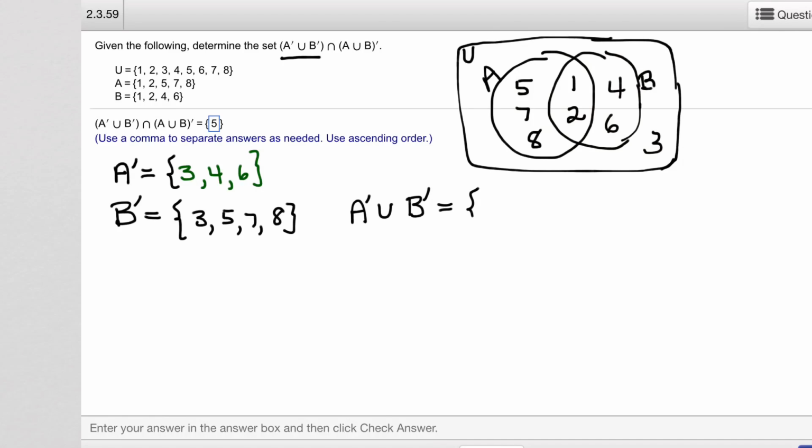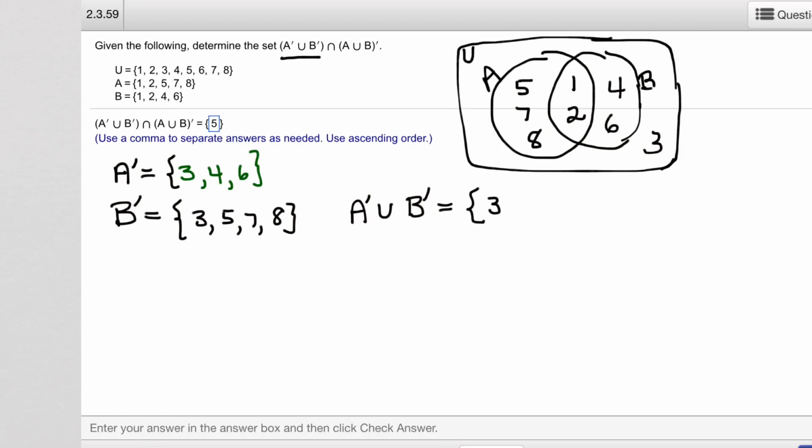So what I'm finding now is the set of all elements that fall into either of those two categories. So everything from A prime, so we need all of 3, 4, and 6. And I need everything from B prime, which is 3, 5, 7, and 8. I like to call this the spaghetti pot, and then you're throwing everything into the sauce, like ragu spaghetti sauce. Remember the commercial? It's in there. So everything is in there from either the first set or the second set when you union two sets together.